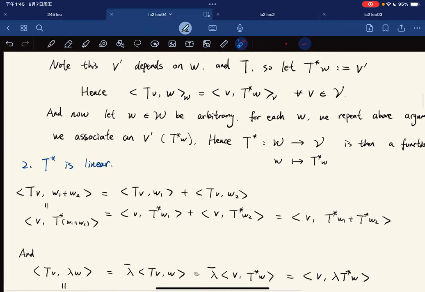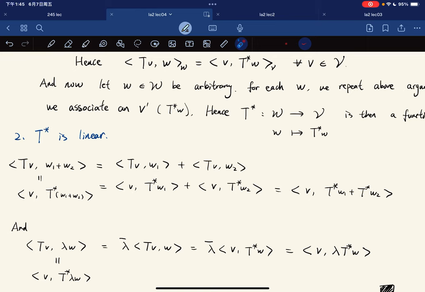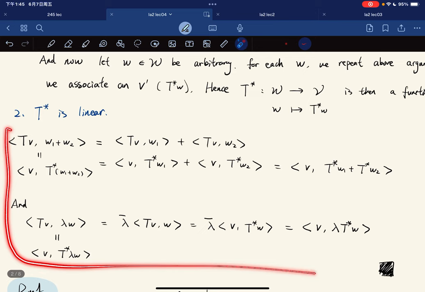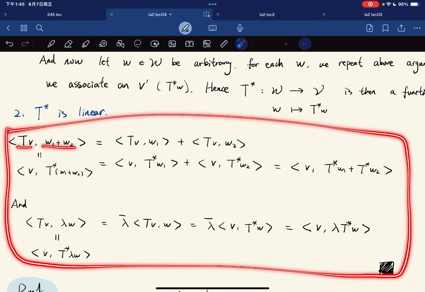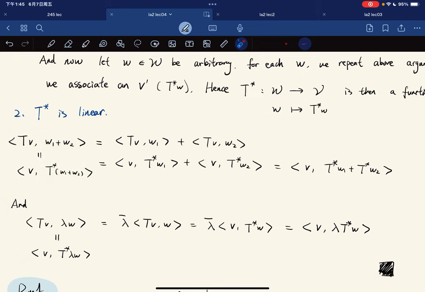Now we have to show that T star is linear. Showing this is kind of routine work, and I leave it for you to check. The inner product of v and T star of (w1 plus w2) is, by the adjoint definition, the inner product of Tv and w1 plus w2. We split it into the inner product of Tv and w1 plus the inner product of Tv and w2, then use the adjoint property, and regroup it again, which means that the inner product of v with this is equal to the inner product of v with this. These two are equal because it holds for any v. The scalar is the same thing. Just notice that when we move it out, we should take the conjugate, and when we move it in, we should take it back. So we're good.